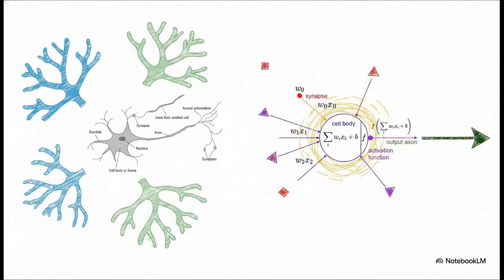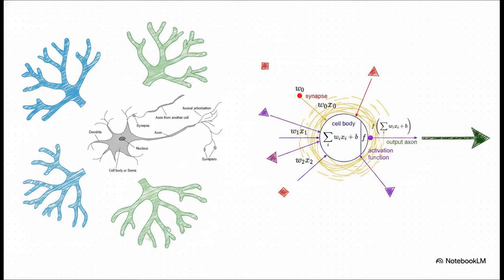When early AI pioneers first wanted to build learning machines, they actually looked right at our own biology for the answer. And what's really wild here is just how directly the mathematics mimics that biology. When you look at a biological neuron, you've got dendrites receiving signals, a cell body processing them, and an axon sending the signal out. Now look at its mathematical counterpart.